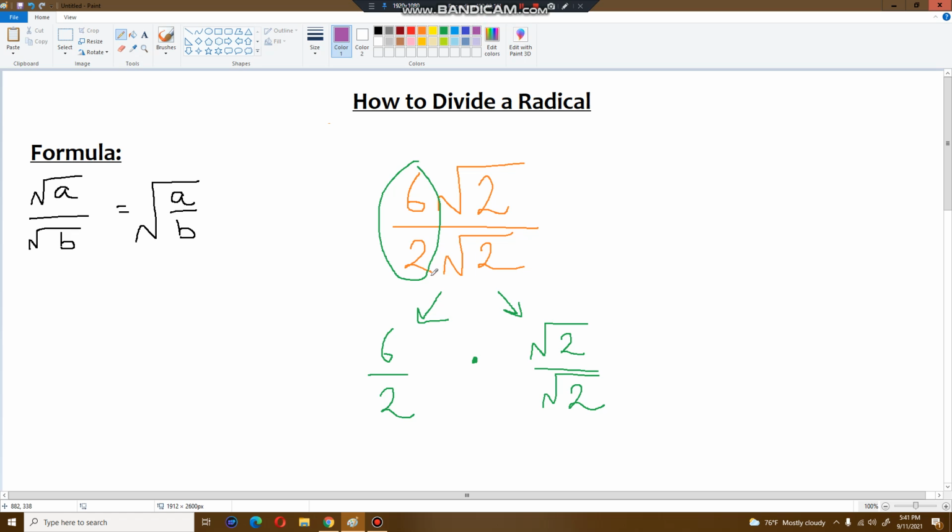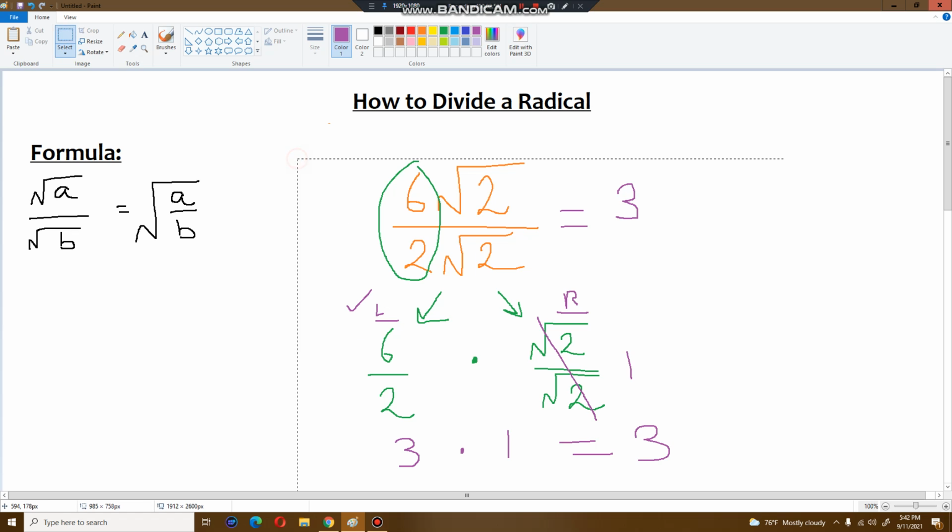Now, tackle it one part at a time. Let's start with the left side always. Coefficients: 6 divided by 2 is 3. Multiplied by square root of 2 divided by square root of 2. Just like any division, any number divided by the same number will always equal 1. So radical 2 divided by radical 2 is just 1. And final answer, 3 multiplied by 1 is 3. You see that? The technique: simply snap the problem like a cookie into two parts, coefficients on the left, radicals on the right, and solve them individually, and then join them up together again.